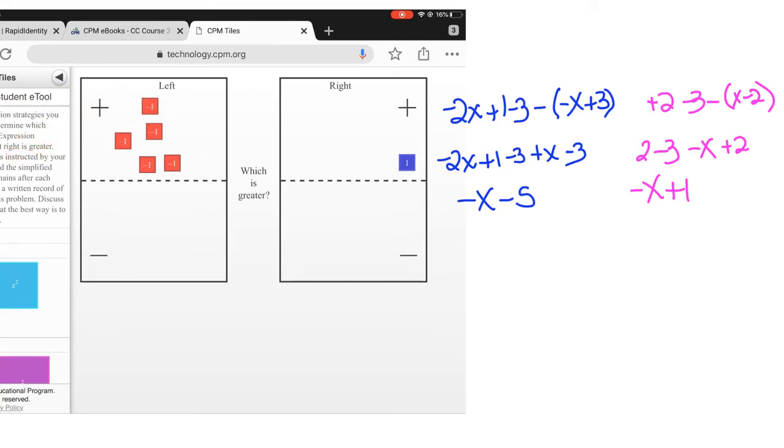And now I have nothing left that's in common that I can move. On the left-hand mat in the positive region, I've got -5. On the right side of the mat, in the positive region, I've got a +1. And -5 is less than +1, so my right side is greater.